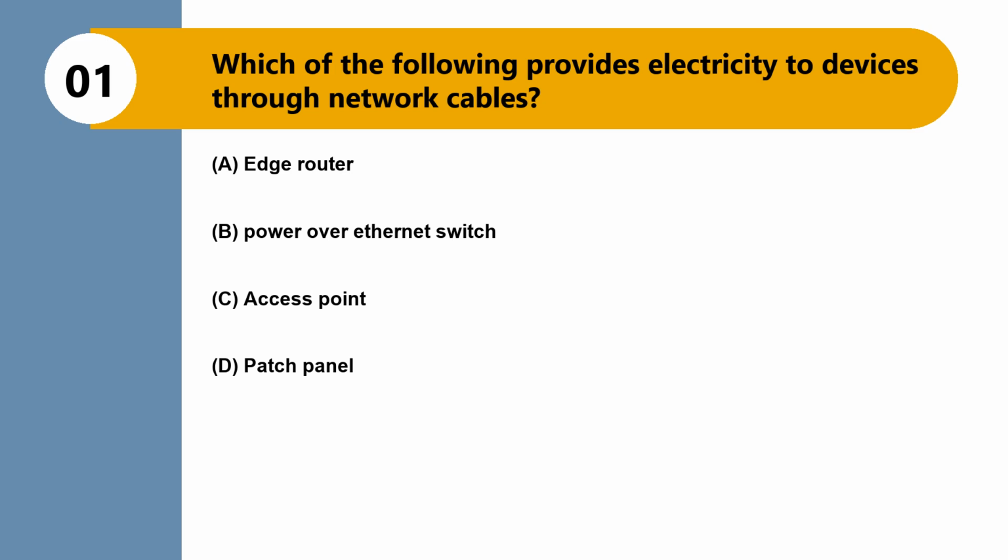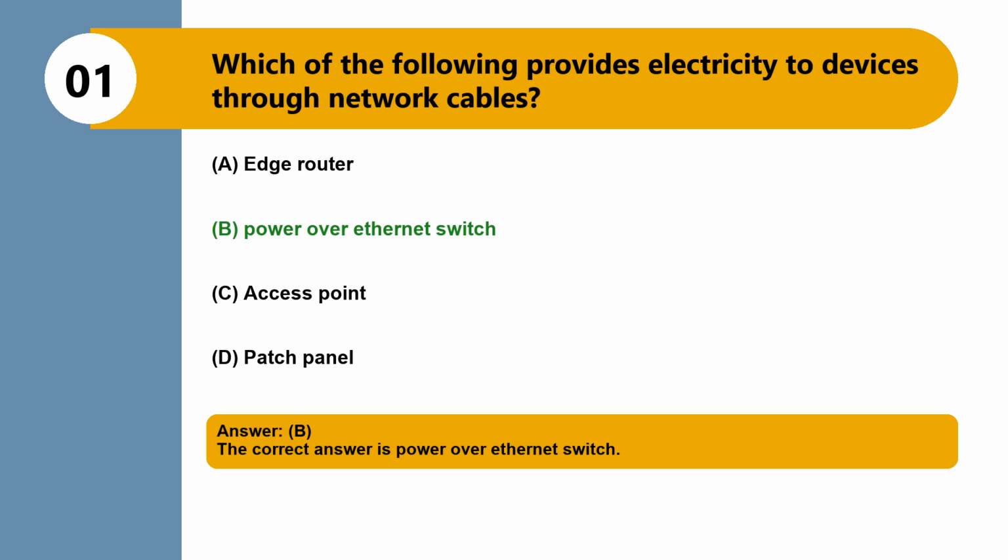Question 1. Which of the following provides electricity to devices through network cables? Option A, edge router. Option B, power over Ethernet switch. Option C, access point. Option D, patch panel. The correct answer is option B, power over Ethernet switch.